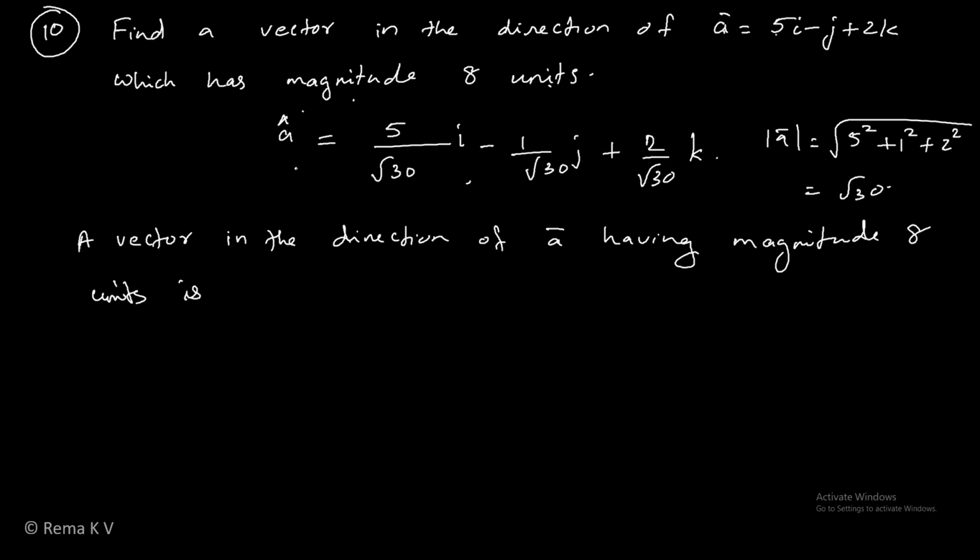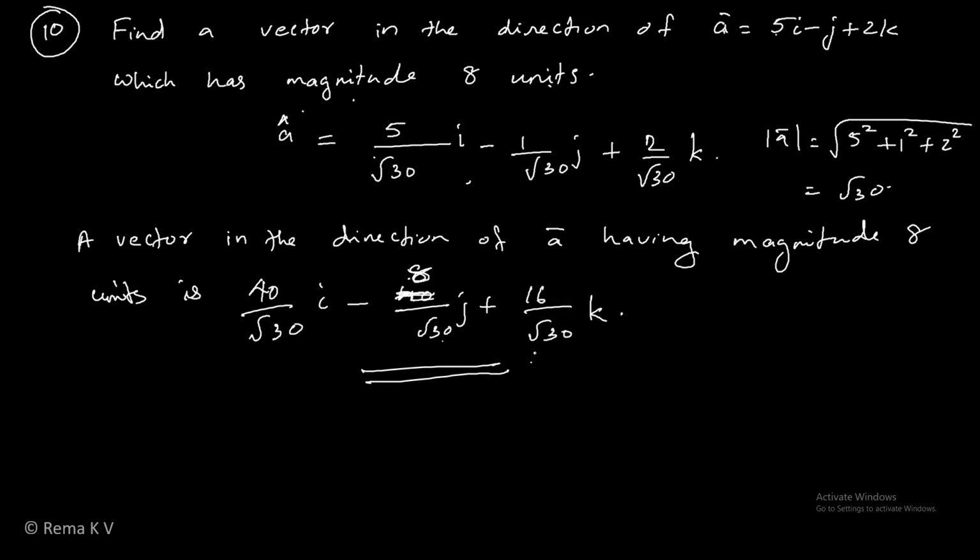What we have to do here is multiply this vector by 8. So it becomes 8 by root 30, 8 into 5 is 40 by root 30 i, minus 8 into 1 it is 8 by root 30 j, plus 8 into 2 it is 16 by root 30 k. Is it clear?